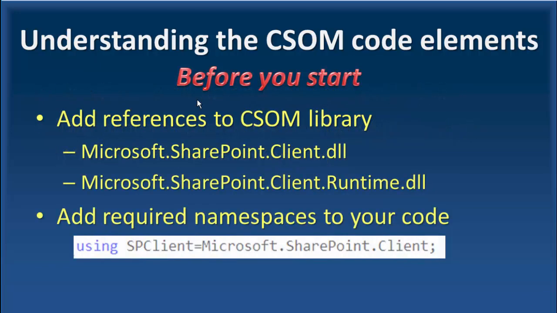Before we start, we need to add references to the client-side object model or CSOM library. For the managed code, these libraries are Microsoft.SharePoint.Client.dll and Microsoft.SharePoint.Client.Runtime.dll, and we add both of them to the client application, whether it's a Windows application or ASP.NET. And right after that, we need to add the right namespace. We can say using Microsoft.SharePoint.Client. I always alias it because I don't want the form object in Windows to be mixed up with the form object in the SharePoint library.